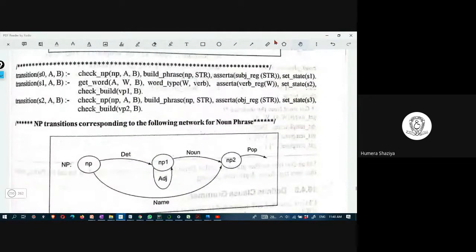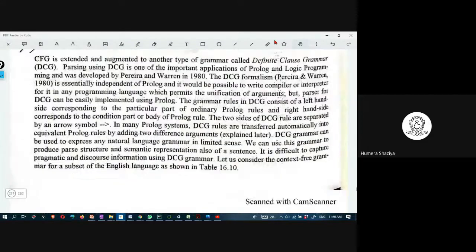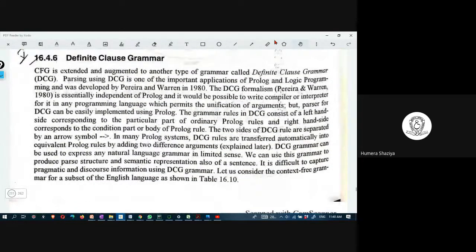And these are the functions in Prolog. Transition from S0: how are we moving from S0 to another state? Look here, set state equal to 1. When it finds everything properly, it sets the state to S1. And when it is in S1 and everything is right, it goes to S2. Like that, these are transition functions. For every node, there will be a transition function. Okay, that is about the augmented transition network.